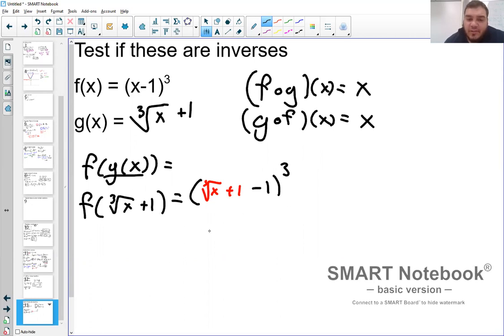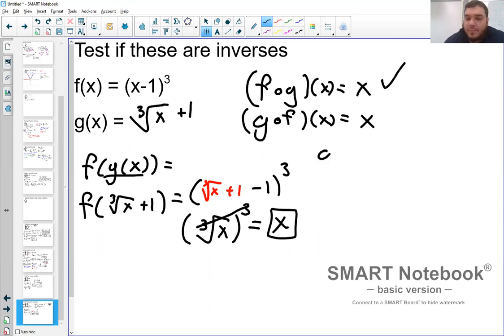So the red is what I plugged in for the x. The 1 and negative 1 cancel out. So you're left with the cube root of x, cubed. The cube and the cube root cancel out. That equals x. So the first part is checked off. We're good. We have to do it in the reverse now.